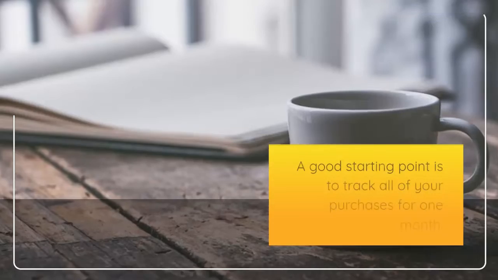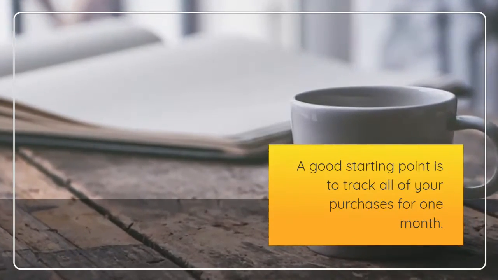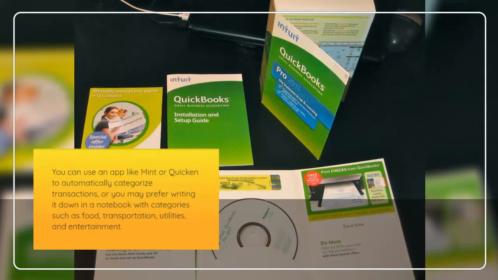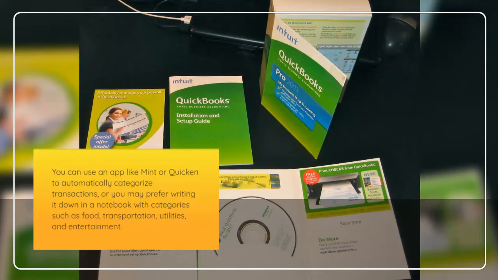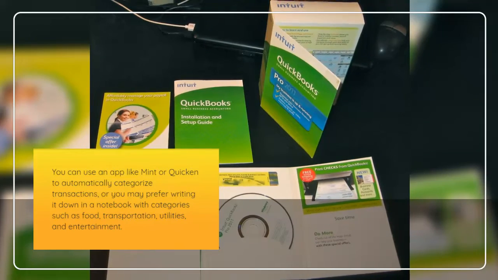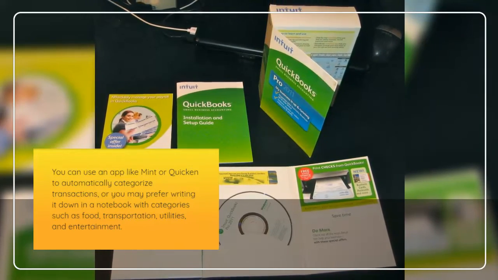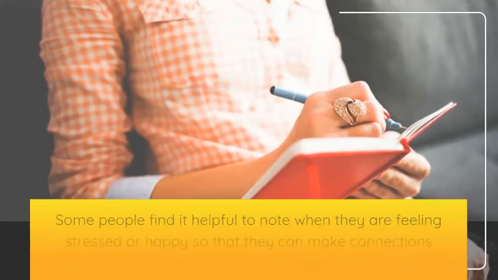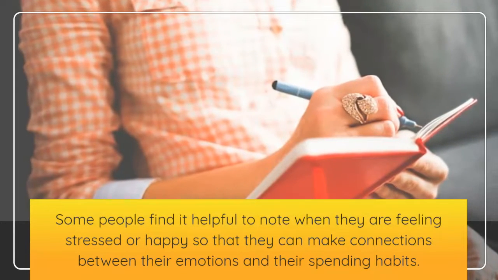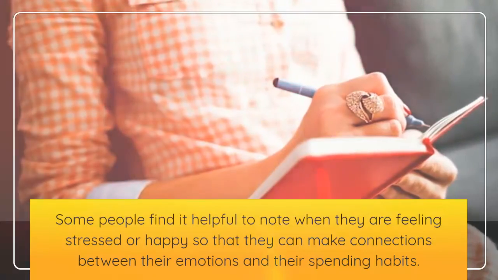A good starting point is to track all of your purchases for 1 month. You can use an app like Mint or Quicken to automatically categorize transactions, or you may prefer writing it down in a notebook with categories such as food, transportation, utilities, and entertainment. Some people find it helpful to note when they are feeling stressed or happy so that they can make connections between their emotions and their spending habits.